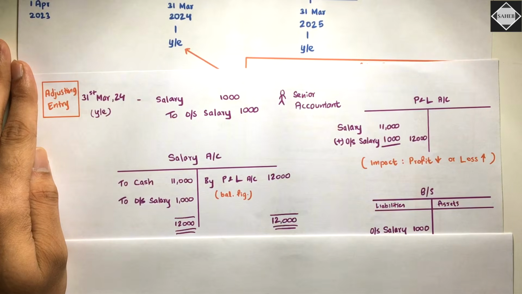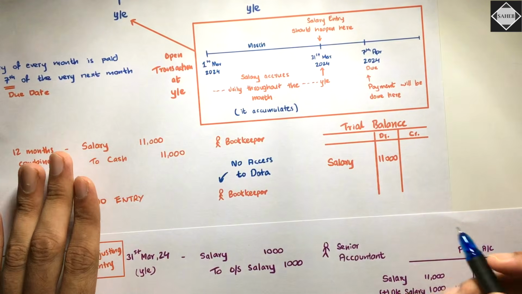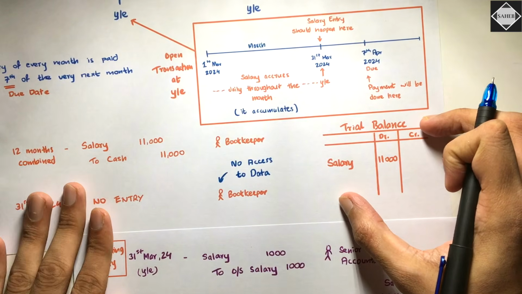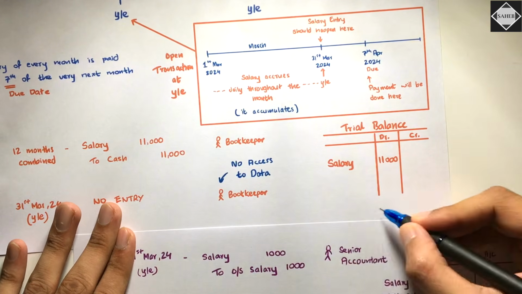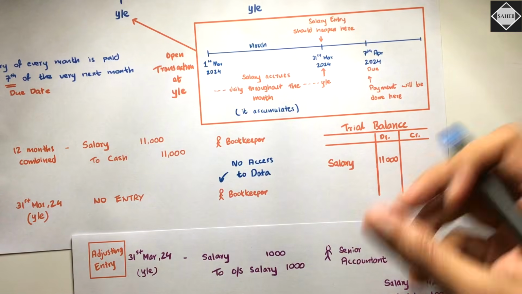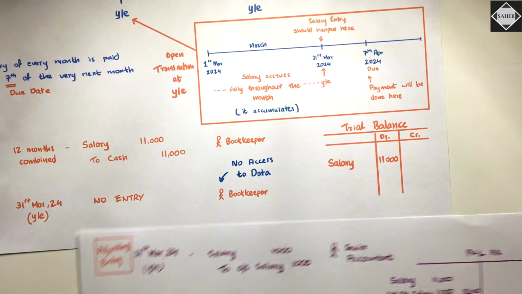But when we see the questions, what do we do? When we see the actual final accounts or financial statement questions, we get the trial balance. In the trial balance, they will give us salary 11,000, and below in adjustments, which we also call additional information, they will say outstanding salary 1,000.